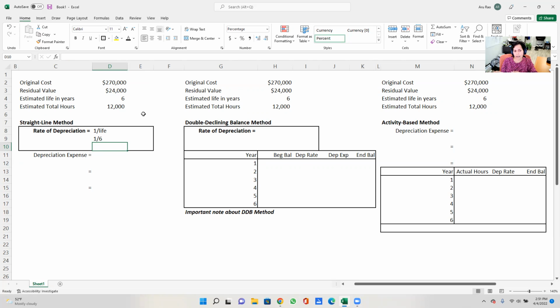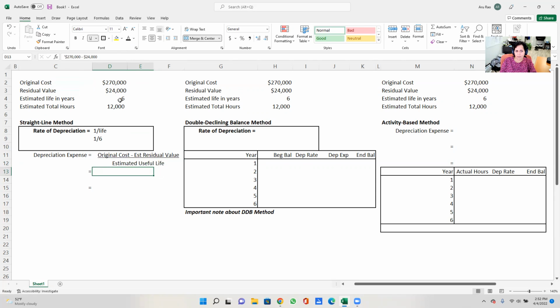So the name straight line comes from, if I were to draw this on a graph, if I plot all my depreciation expense, it's going to be the exact same. When I connect the dots, it's going to be a straight line. That's how we get the name straight line. So let's see what we're going to depreciate. In this method, we depreciate the original cost minus the estimated salvage value divided by that estimated useful life.